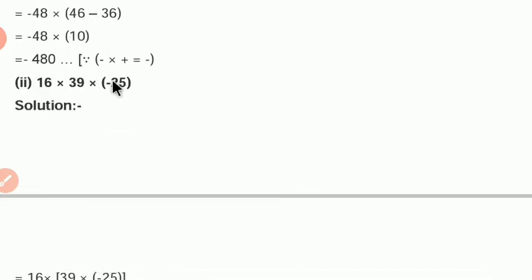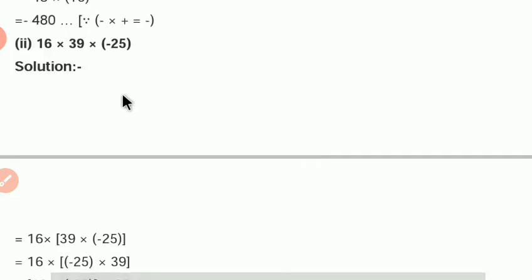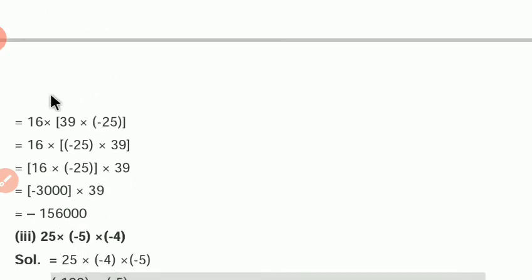16 into 39 into minus 25. Here you can see that only 3 numbers are given. And in the previous question we have seen that if numbers are given like this, we will multiply the 2 numbers by which we should get 0 in the last. So let us see. 16 into, first we can make a pair of these 2 numbers, 39 into minus 25. If you multiply these 2 numbers, you will not get 0, because 9 5s are 45. It means you will not get 0, so no need to multiply this.